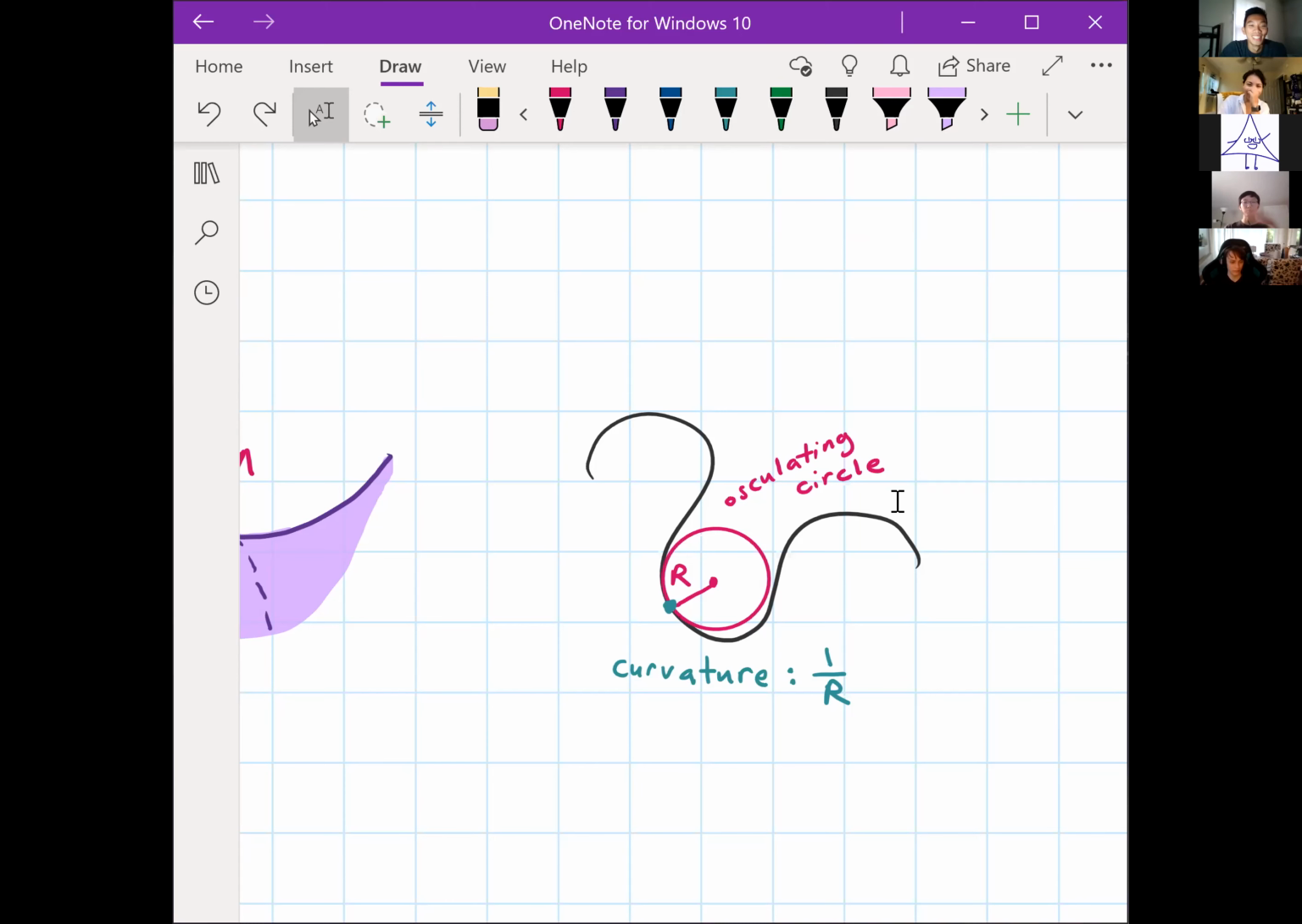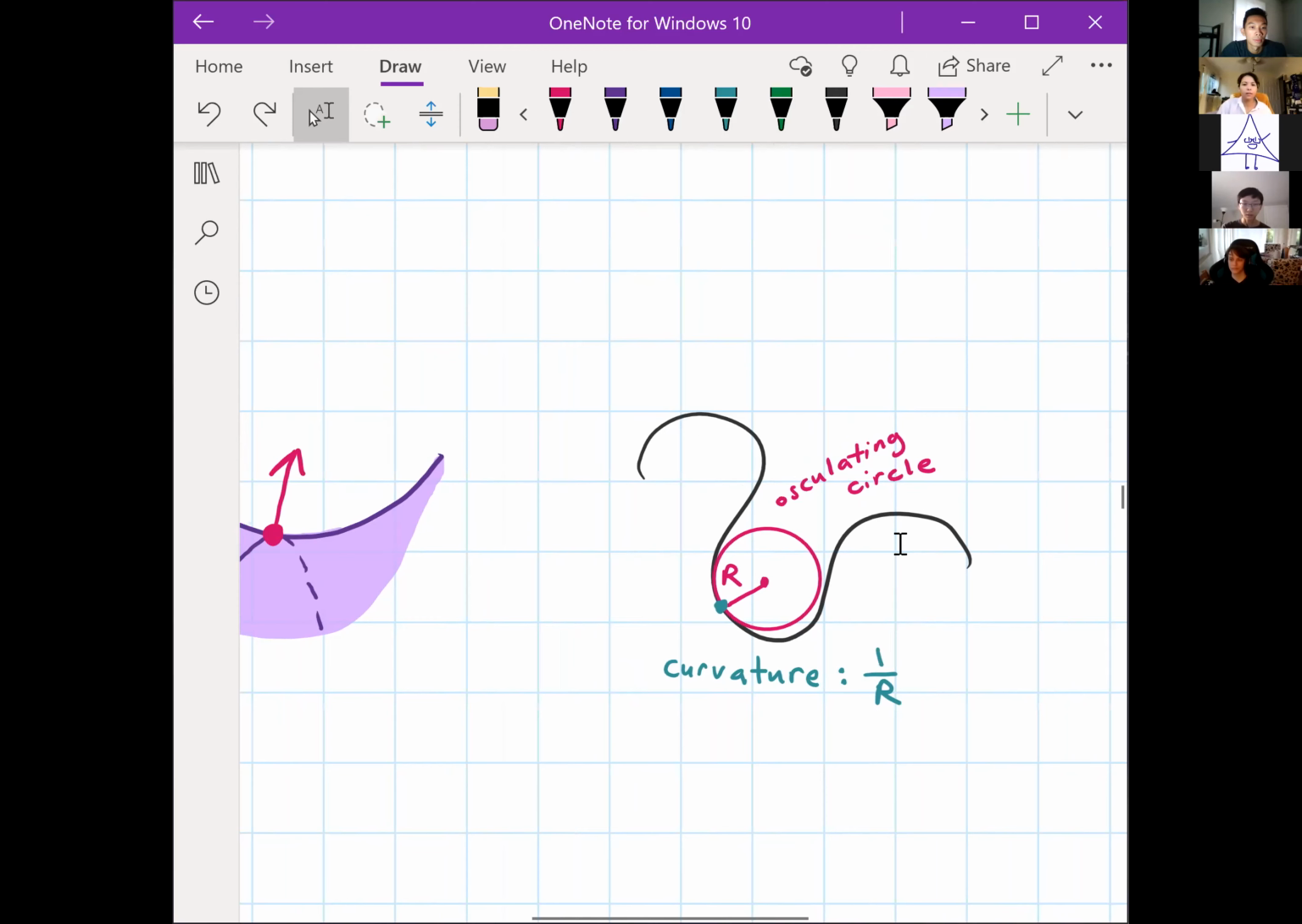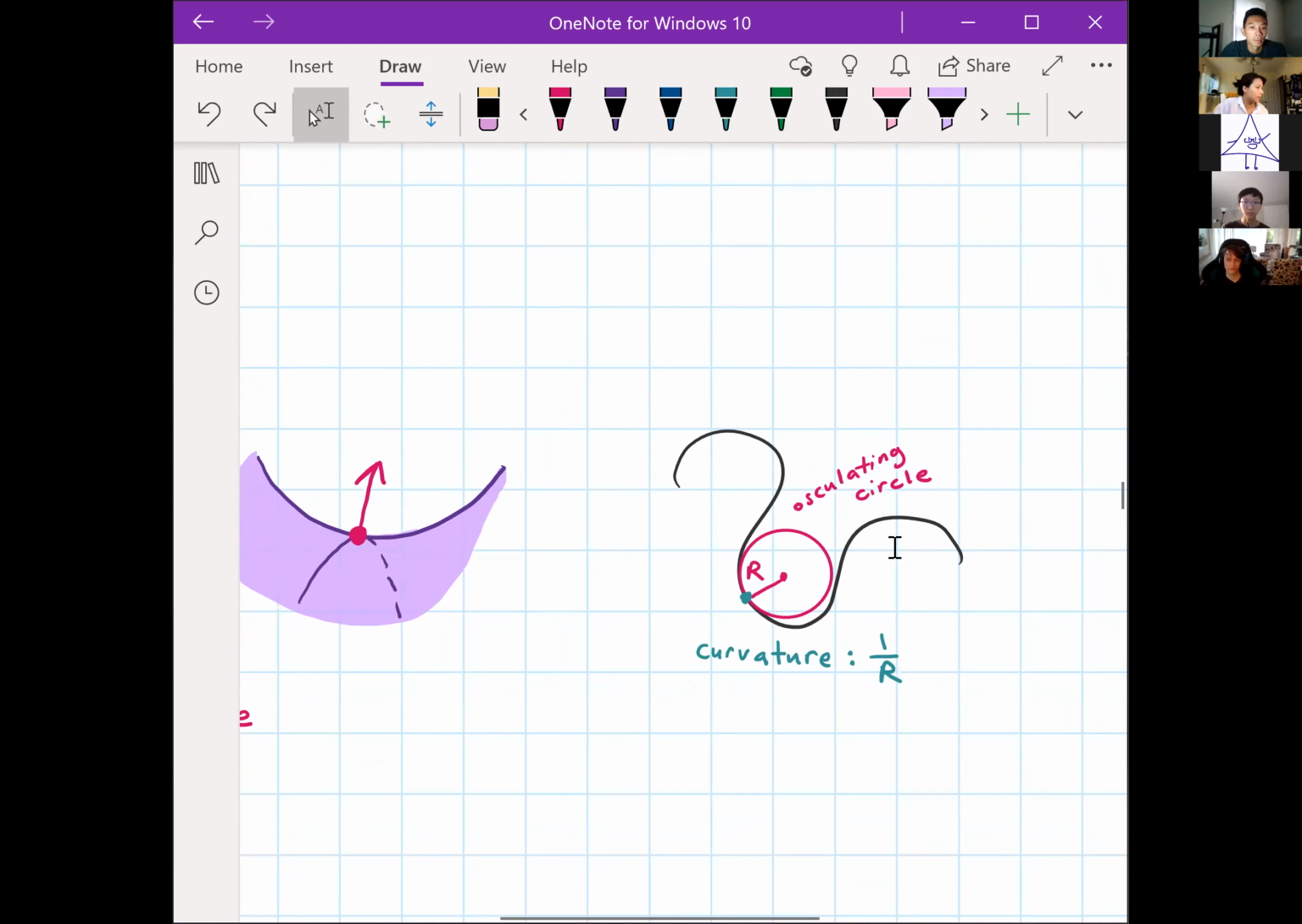I don't know if there are a lot of big plains in Florida, but imagine you're driving along this curvy road in Florida, and then at some point you decide to lock your hands in position and hold the steering wheel steady, and then you're going to drive around in a big circle. That is going to be the osculating circle at the point where you decided to stop turning the wheel. So that's just an intuitive way to think about what this curvature is.